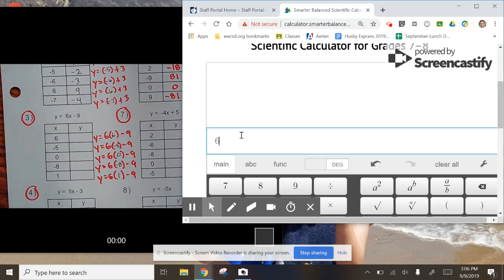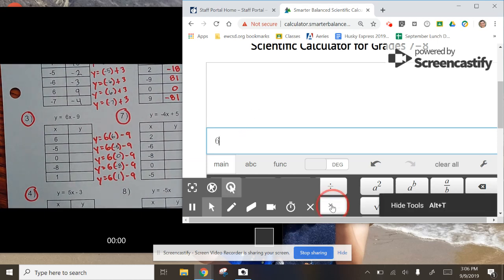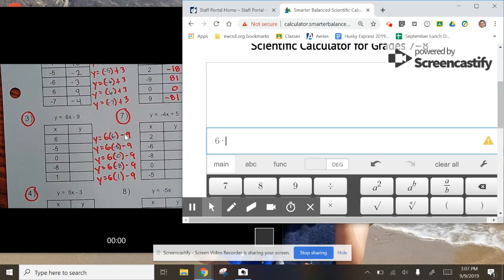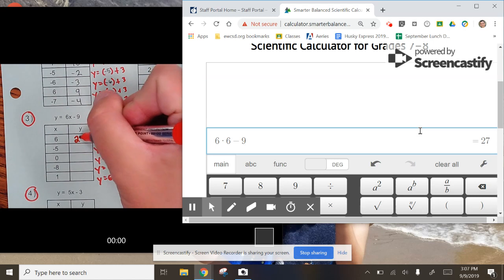So it's going to be 6 times, we're going to put our number there. This one's going to be 6. So we're going to go 6 times 6 minus 9. That's what it's saying. And we're going to get 27. 6 times 6 is 36, minus 9 is 27. So 27 is going to be here.